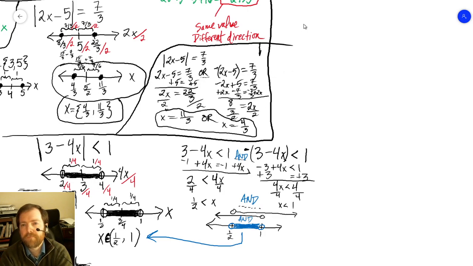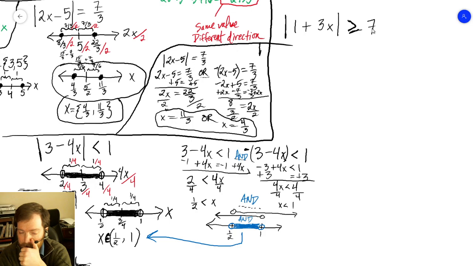Okay, so now let's try something else, right? What about the absolute value of 1 plus 3x is greater than or equal to 7? Doesn't really matter what you pick, right? All of this should work regardless of values.